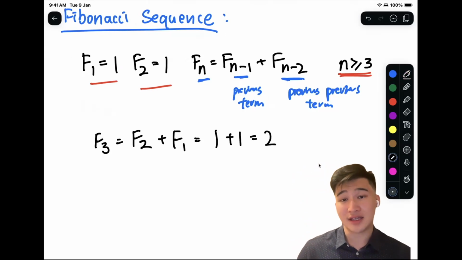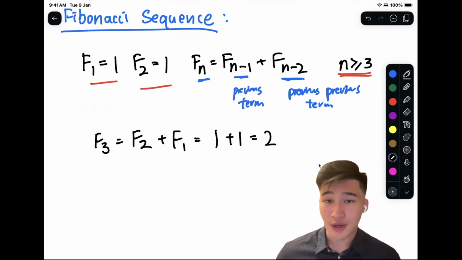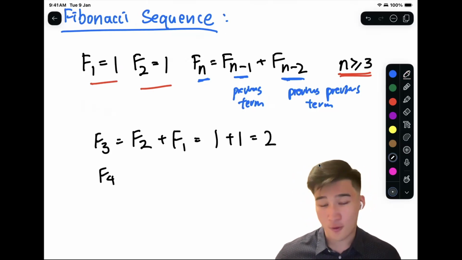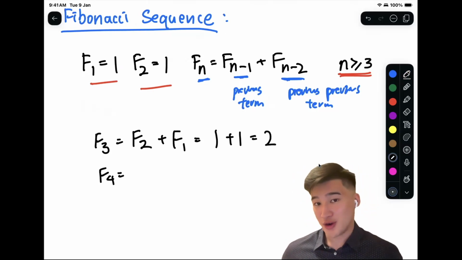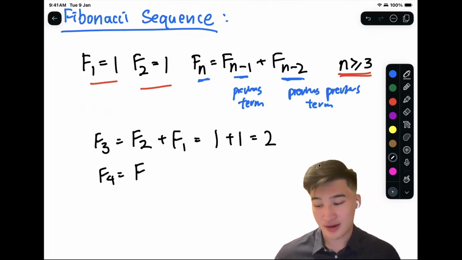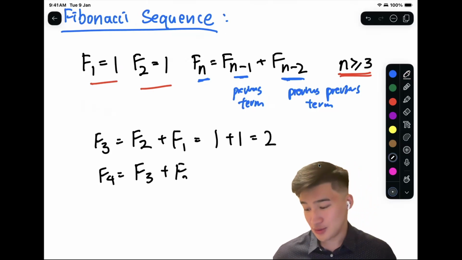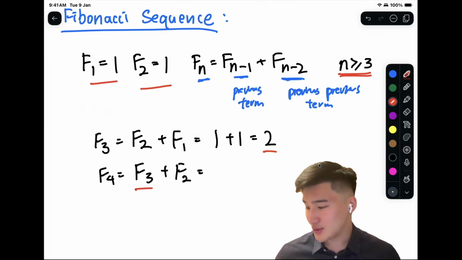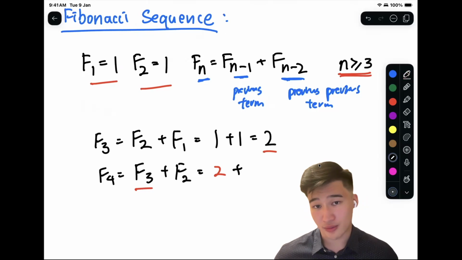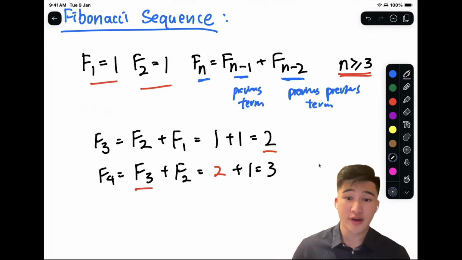So f3 is equal to 2. Now, we can try f4. f4 is going to be equal to f3 plus f2, which is 2. So where do we find f3? Right here. So we have 2 plus 1. 2 plus 1 is 3. So our f4 is 3.